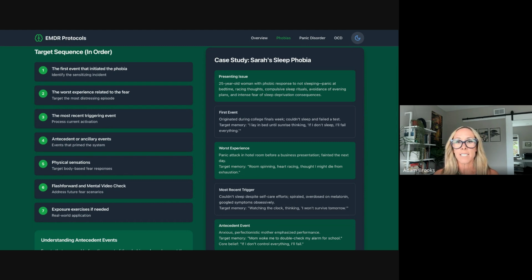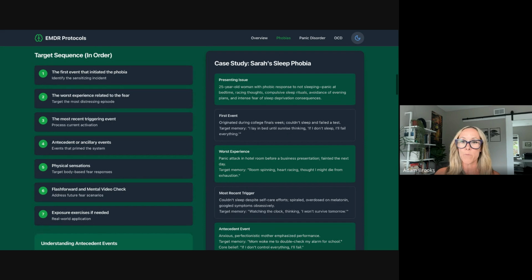The first event that was processed originated during finals week, where she couldn't sleep and failed the test. So the target memory would be, "I lay in bed until sunrise thinking if I don't sleep, I'll fail everything." So there would be an image of her laying in bed, having those ruminations, and the negative belief would be, "I'm going to fail." And then you move on with your TICEs, with your positive cognition, your emotion, all the good stuff, right? In your TICEs, and you're going to clear that.